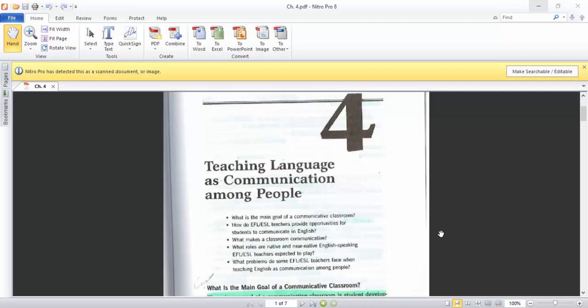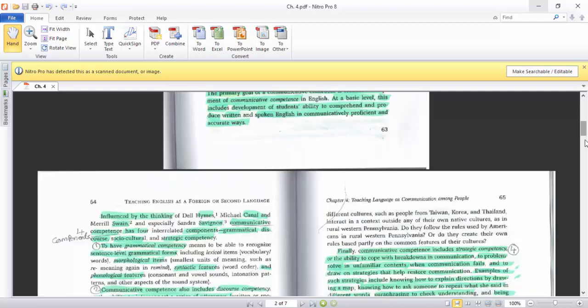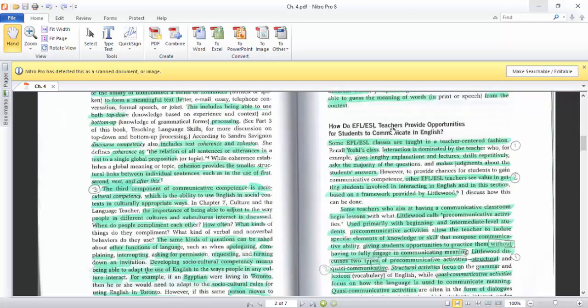Assalamu alaikum. Today we have the second question in chapter number 2, talking about how ESL teachers provide opportunities for students to communicate in English. In your opinion, I want to ask you one question: how can you make your students communicate in English? What are the main ideas in your mind if someone asks you to give your students opportunities to speak in English?